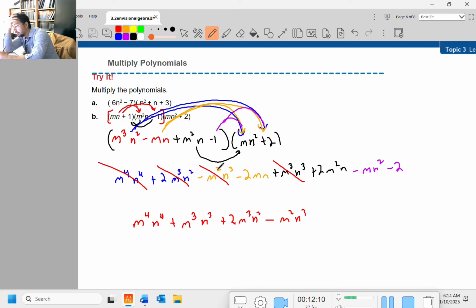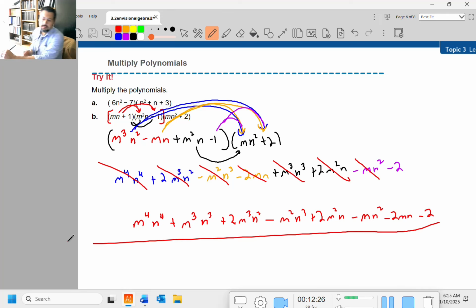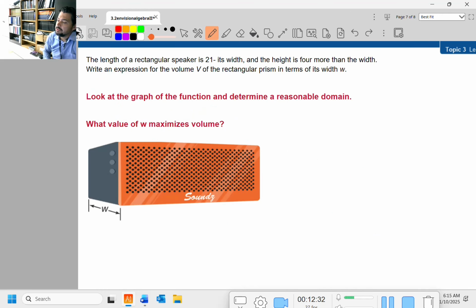None of these things are alike, are they? Plus 2m squared n, minus mn squared, minus 2mn, minus 2. What an ugly looking polynomial. Yeah. All right, last one.